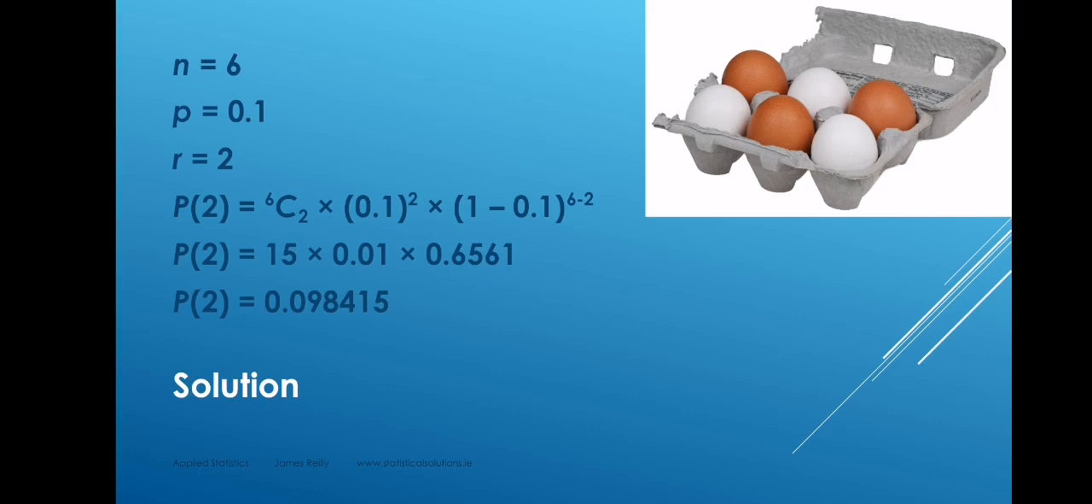We substitute these numbers into the formula and we find that the probability that there are 2 brown eggs in the carton is 0.098415. So it's just less than 10%. It's not very likely to happen.